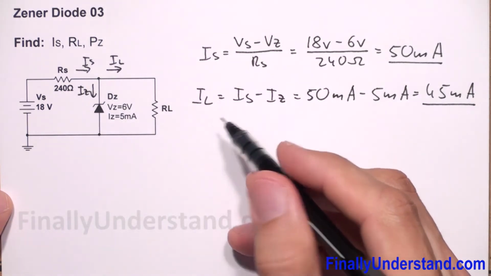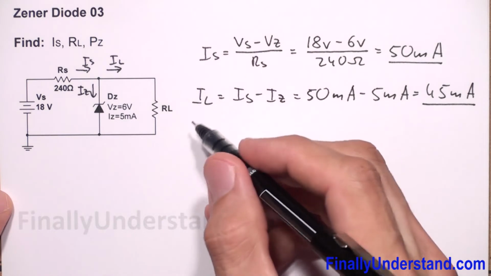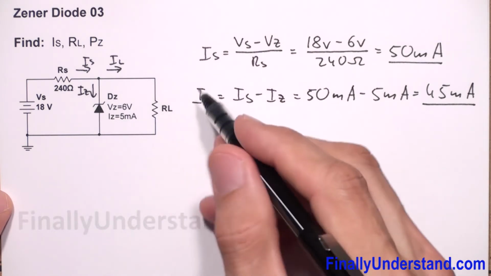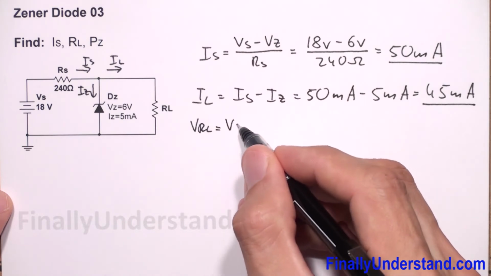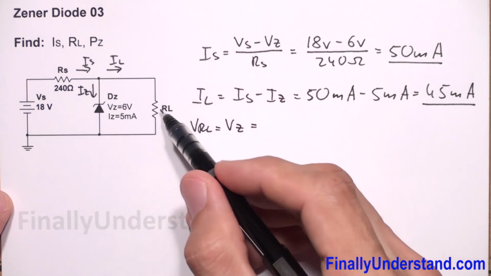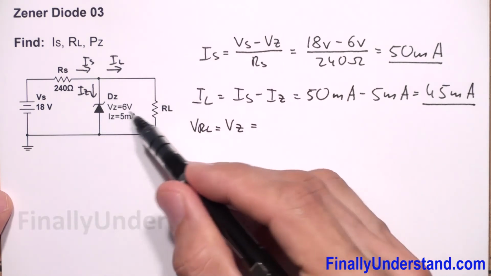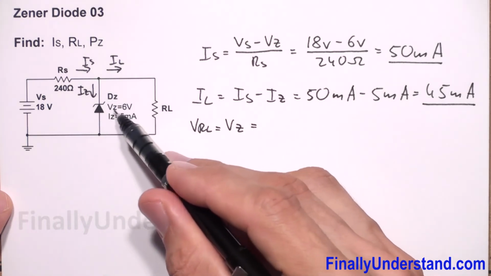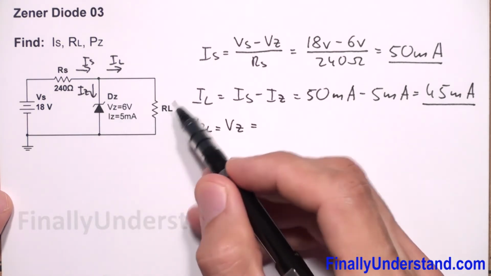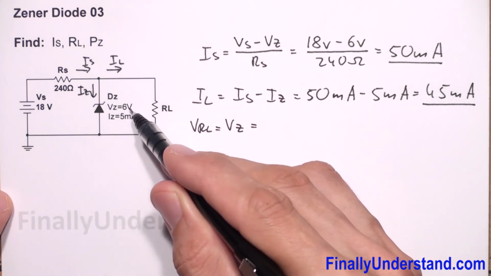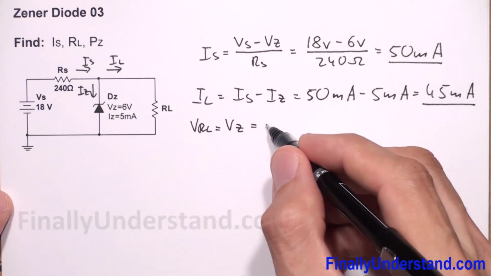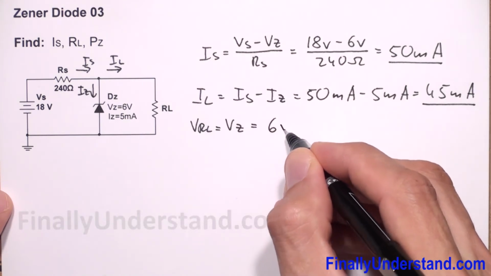Next, we're supposed to find the voltage across RL. Okay, VRL is equal to VZ, because the resistor is in parallel with the diode and the diode is working right now, so the voltage across the resistor is equal to the voltage across the diode. So I can say this is equal to 6 volts.